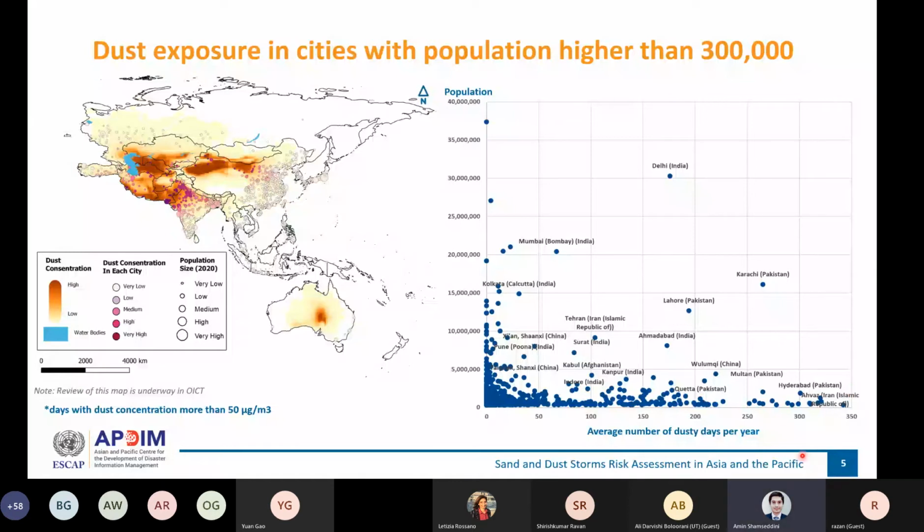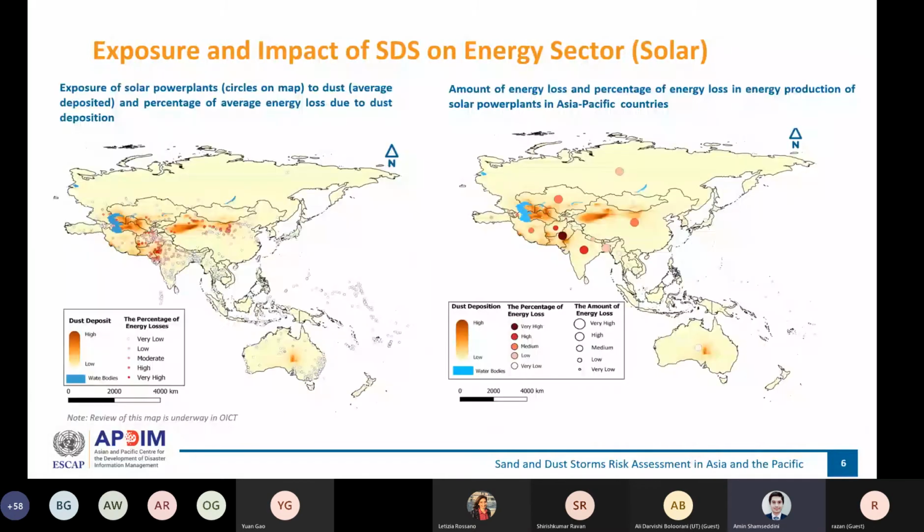This one shows the exposure and impact of sand and dust storms on the energy sector, particularly, as I mentioned, solar power plants. For this analysis, the indicator we used for the hazard layer was the level of dust deposition, which covers the solar panels and reduces the efficiency of the generator. Again, these indicators come from MERRA-2. For this one, we assume the panels are cleaned on a monthly basis, and based on this assumption, we calculated the monthly cumulative dust deposition.